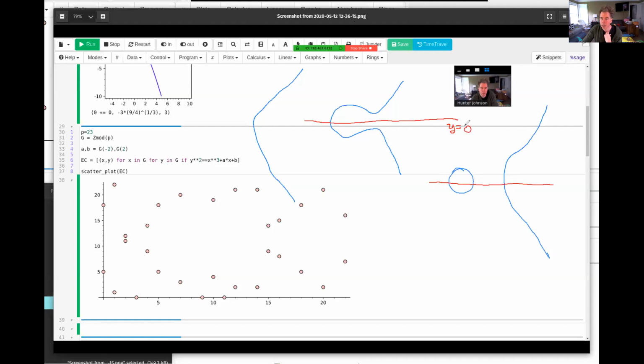Okay. So here's the x-axis. So the x-axis is the line y equals 0. And if you look at one of these curves, if you put 0 in for y, then you get 0 is equal to x cubed plus ax plus b.